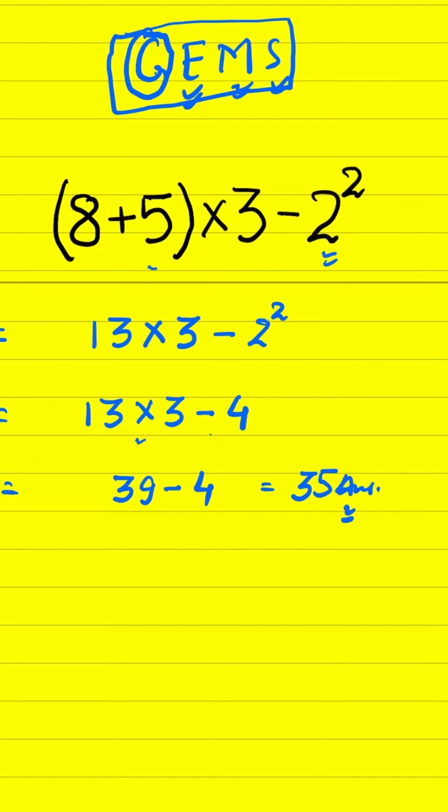So first we solved the parenthesis, then did the exponent. When we solved the parenthesis, we removed the bracket and there was multiplication. So multiplication minus 2 square. We solved the exponent and then did the multiplication. So this is the correct order of operation.